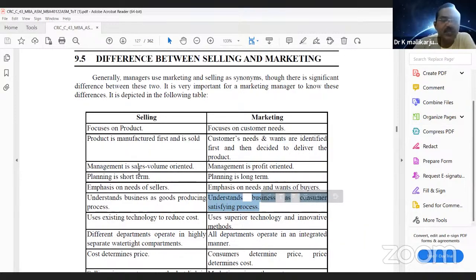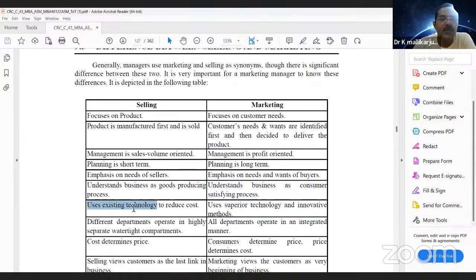Under the selling concept, they use existing technology to reduce the cost. There are two approaches, either using existing technology or adding a new technology. They are focusing on reducing the manufacturing cost, the cost of goods sold. Whereas marketing uses superior technology and innovation. So marketing concepts always encourage introducing new concepts, new innovative methods, and they accept new technologies quickly.